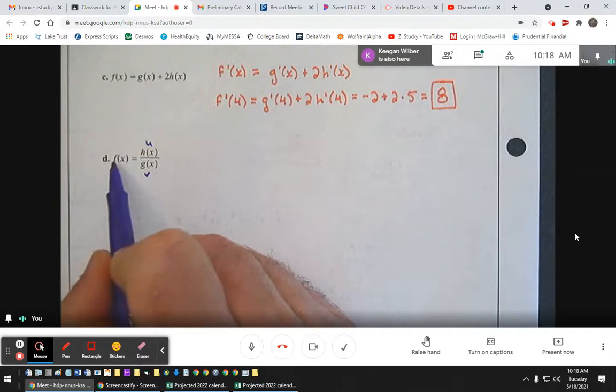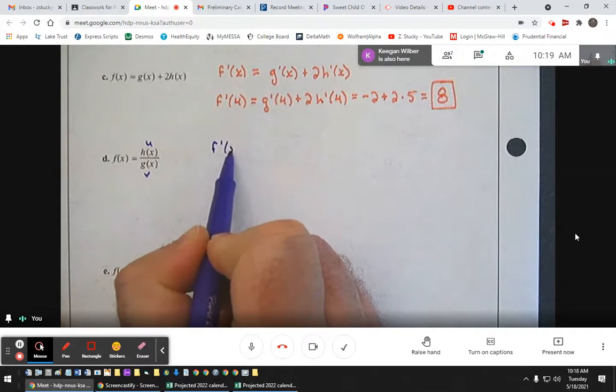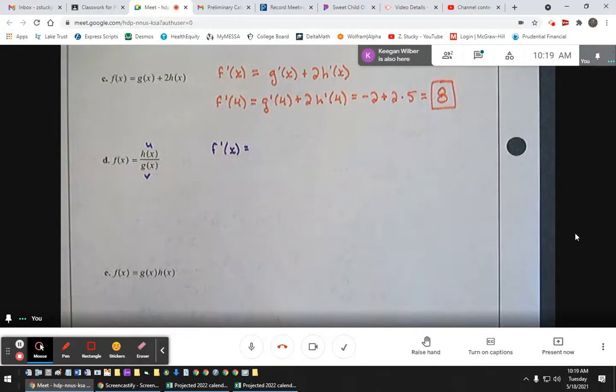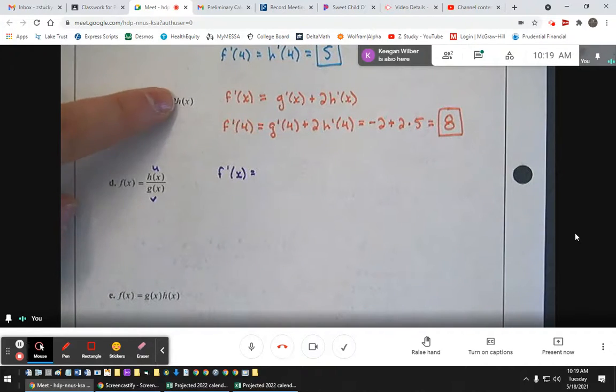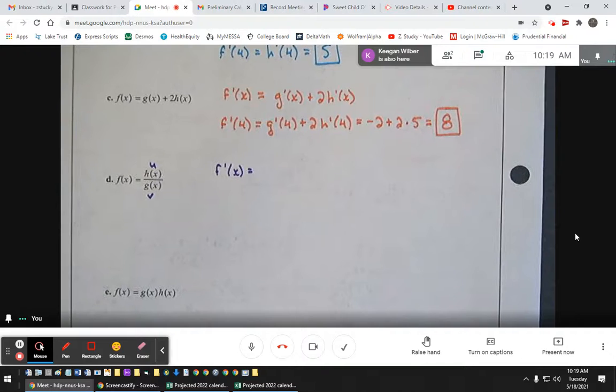So what's the derivative of F? F prime. Now, don't be the kid that falls for this and just writes U prime over V prime. That's not the quotient rule. Even though up here, what did we do to this? Derived, and we were done. This is a quotient rule problem, so we have to follow the quotient rule.